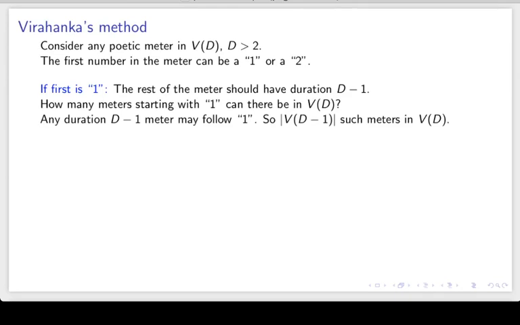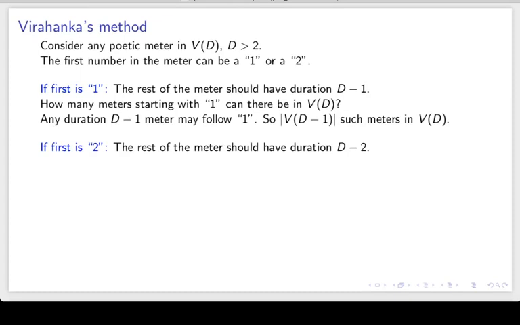So it seems that we will have V of d minus 1, the cardinality of that, such meters in V of t. That is, the number of meters starting with 1 in V of t is going to be the cardinality of V of d minus 1, because that 1 can be appended with any meter of duration d minus 1, and there are exactly so many such meters. Okay, so they will form one part of V of t.